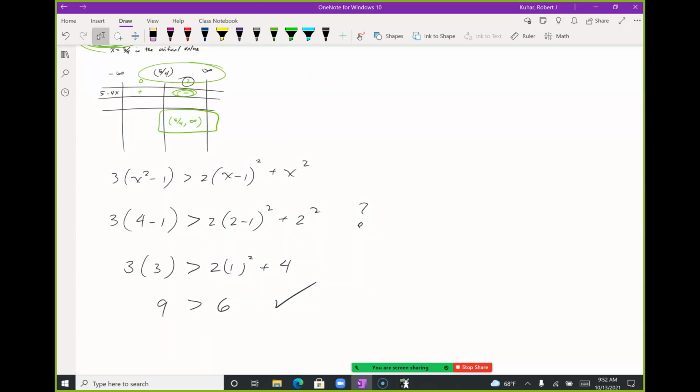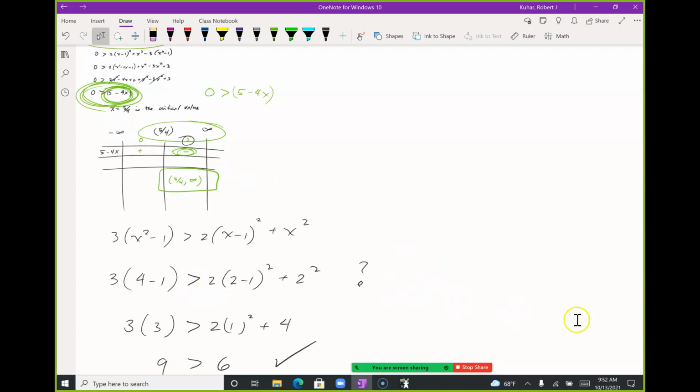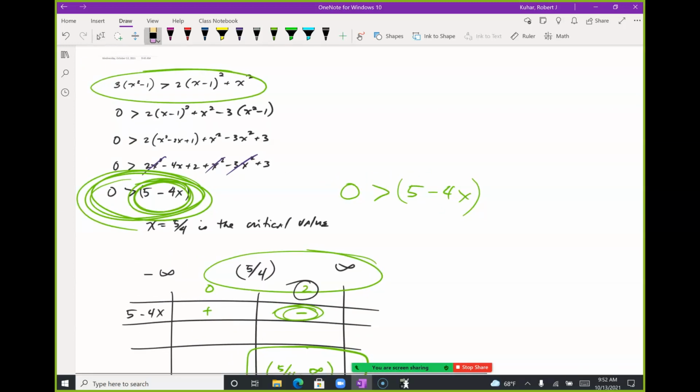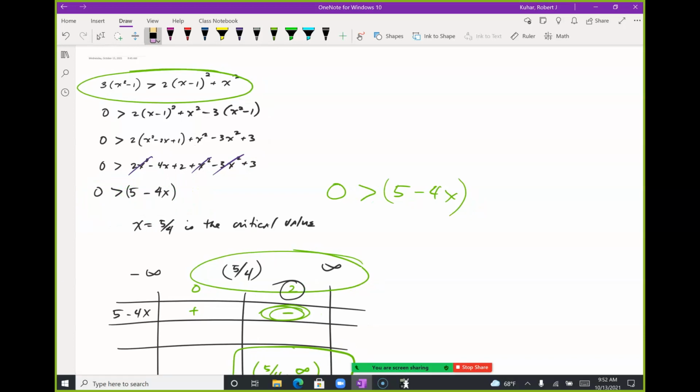Professor, I have a question. Yes, Grace. Can we just go back up to that part where we ended up with 0 is greater than 5 minus 4x? Yes. Why did it come to 5/4 instead of 4/5? Good. So I'm trying to set every numerator equal to 0, right? So I get 5 equals 4x, so I get x equals 5/4. Set every numerator equal to 0, every denominator equal to 0, and those are your critical values.